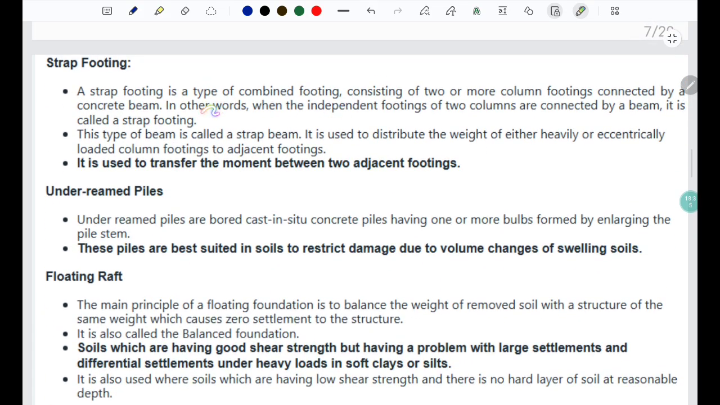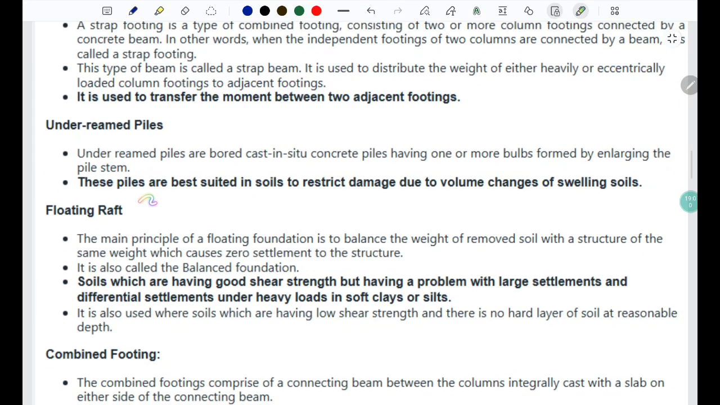You see, strap footing is a type of combined footing. It consists of two or more columns connected by a concrete beam, and we have a strap beam. It's used to distribute the weight of a heavily or eccentrically loaded column footing to the adjacent footing. It is used to transfer the moment between two adjacent footings. Under reamed piles are used where the soil has a tendency of swelling. Then there is the floating or balancing raft. It is to balance the weight of the removed soil with a structure of the same weight.